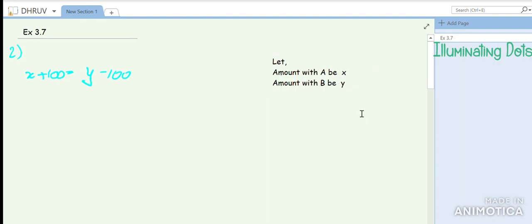Let the amount with A be x and the amount with B be y. So that's it. I will not assume it as rupees, because otherwise you will write rupees and get the conclusion wrong, since it has nowhere been mentioned whether the amount they have is in rupees or something like gold coins or sheep. That is why we will just write x and y here.